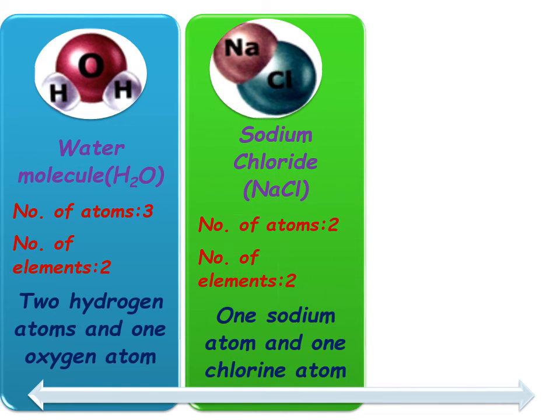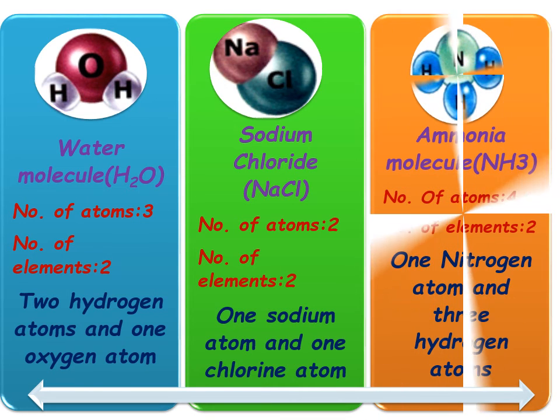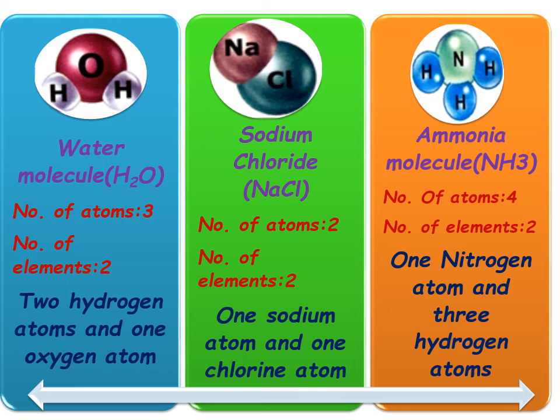Sodium chloride: number of atoms 2 and number of elements also 2. We have sodium and chlorine, so 2 elements, and 1 sodium and 1 chlorine, so the number of atoms is 2. Ammonia molecule: number of atoms 4, number of elements 2. We have 1 nitrogen and 3 hydrogen, so the total is 4 atoms, and we have nitrogen and hydrogen, so 2 elements.